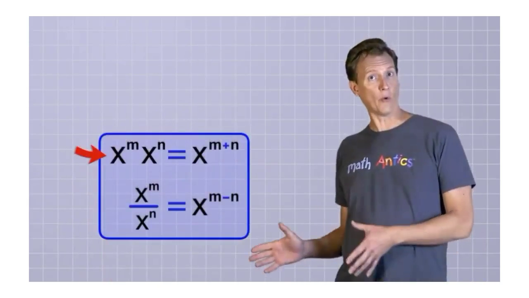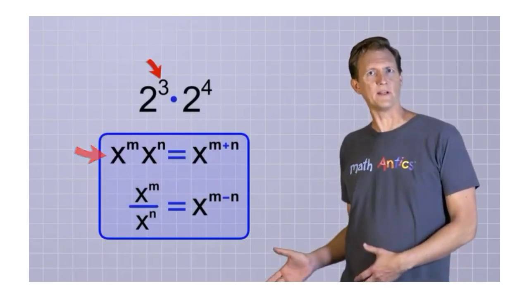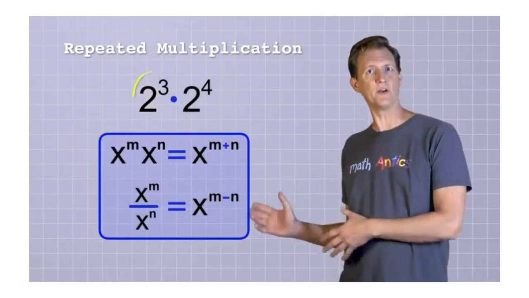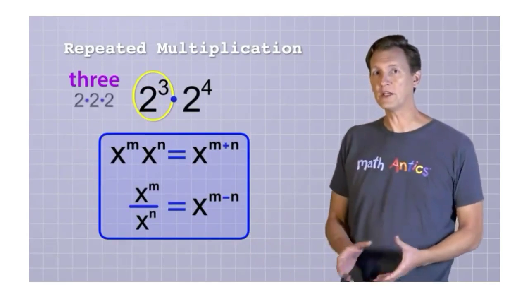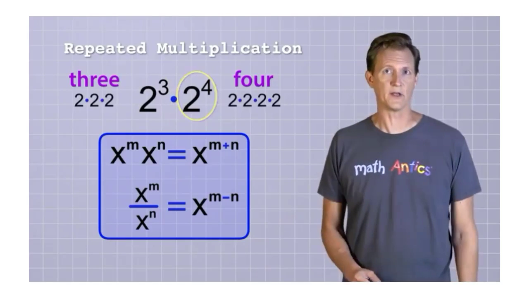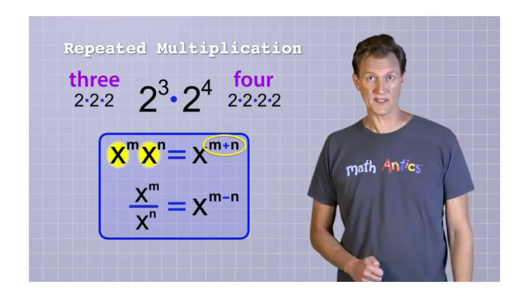And this law makes total sense if you think about what an exponent really means. The exponent is telling you to do repeated multiplication of the base, right? So this first part is telling you to multiply 3 2's together, and the second part is telling you to multiply 4 2's together. So that's why you can add the exponents together if the base is the same.